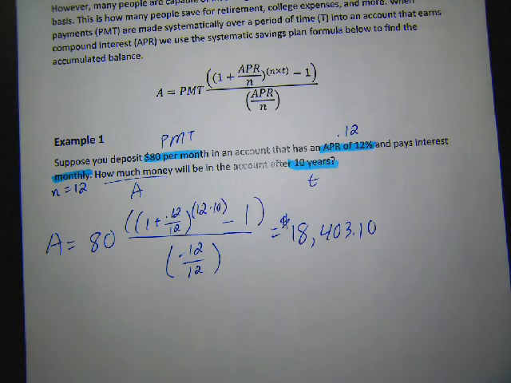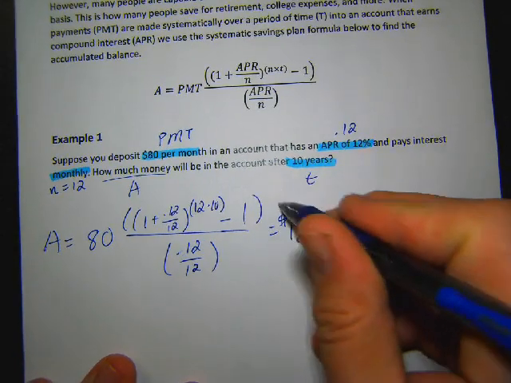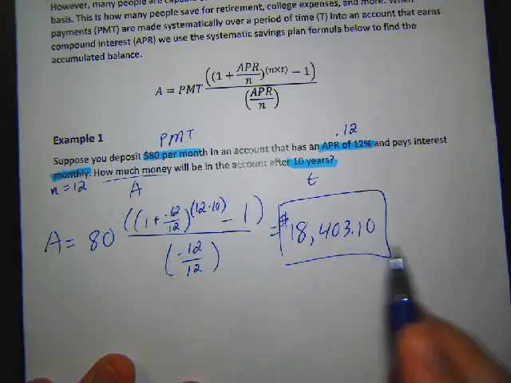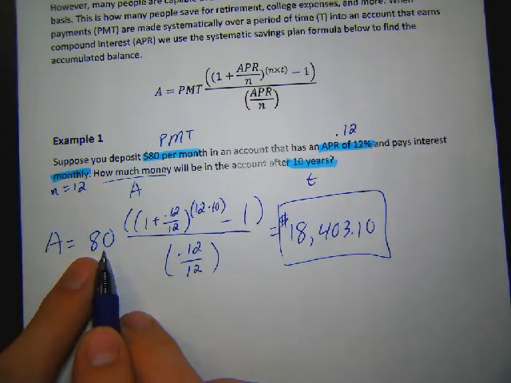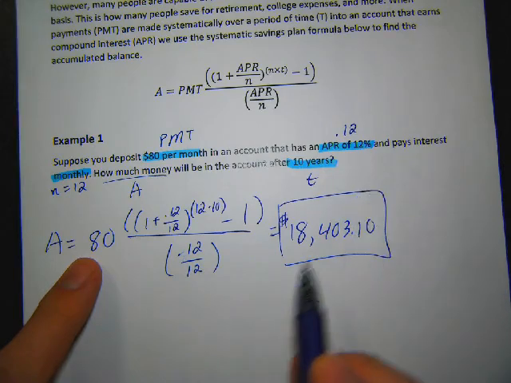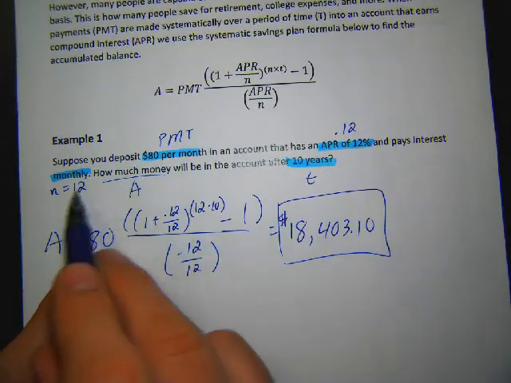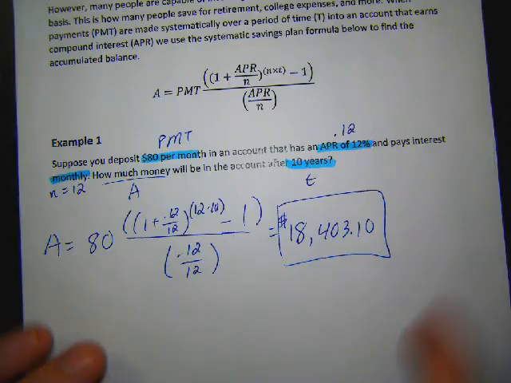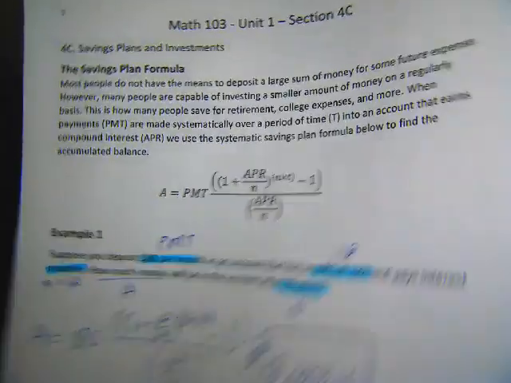That compounds every month, so it grows and grows, and that's why we get up to $18,403. So that's, again, using $80 deposits over 10 years with 12% interest rate. That's how we get this monthly compound. Let's do another example of this.